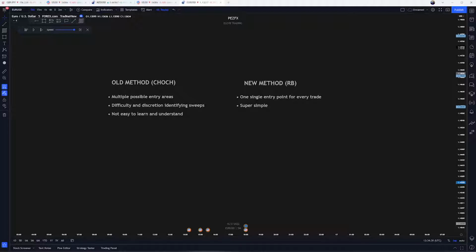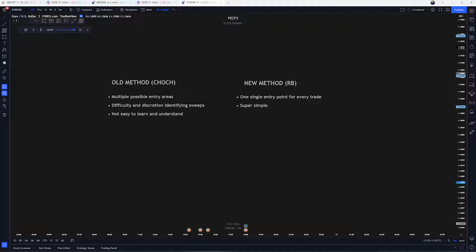With the change of character, there are multiple entry areas. When you get your change of character, you're looking for either a sweep or the extreme. With the sweep, there's a lot of discretion around that, to be honest. There are a lot of questions: is this a sweep? Did this sweep it? It swept it by 0.2, is it a sweep? Or do I use the extreme? Do I use 50% of the extreme? Do I use the open? Do I use the sweep candle, the sweep wick? Where do I enter, basically?